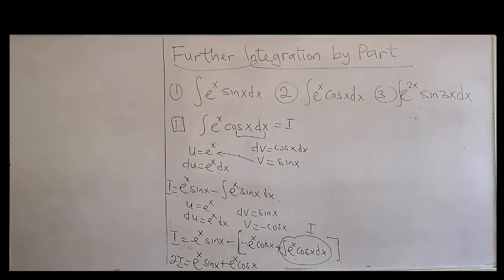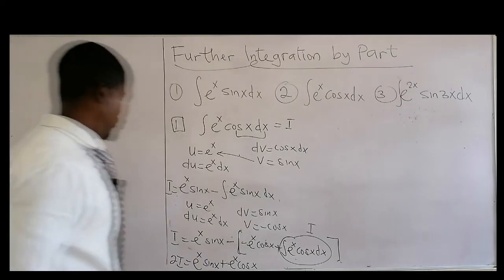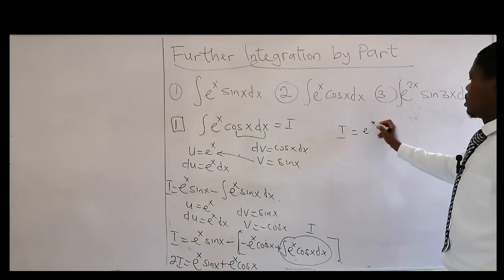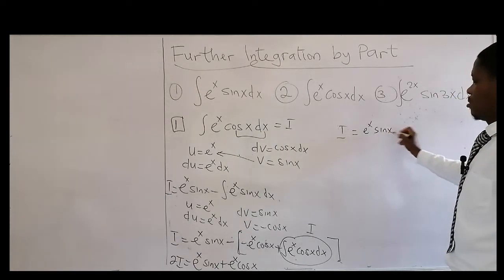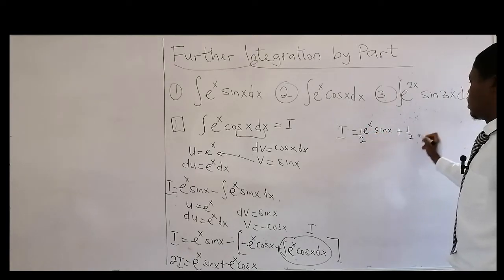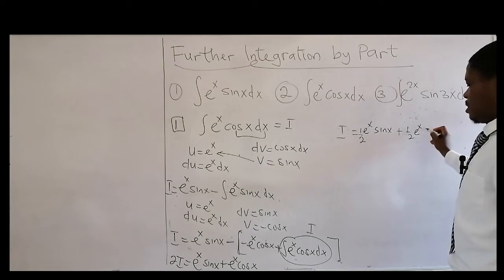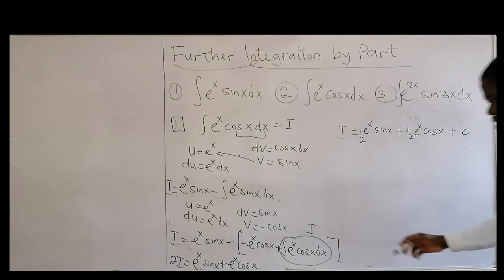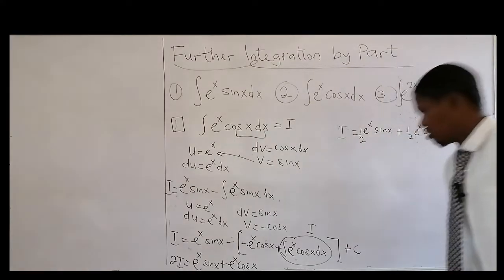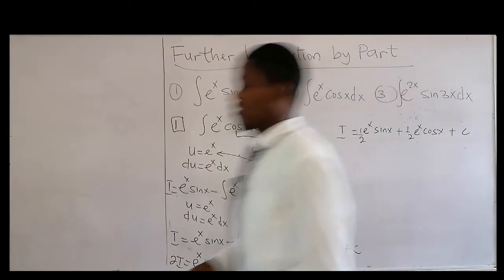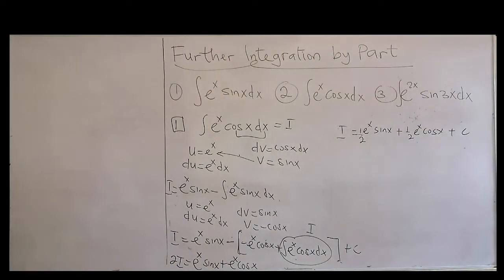Okay, on the final note, you just divide by 2. So your I is equal to what? Your I is equal to e^x sin x plus this over 2, half here, then half also here, e^x cos x plus c. Also here plus c. So that's the question there. Then we'll go to the third part.